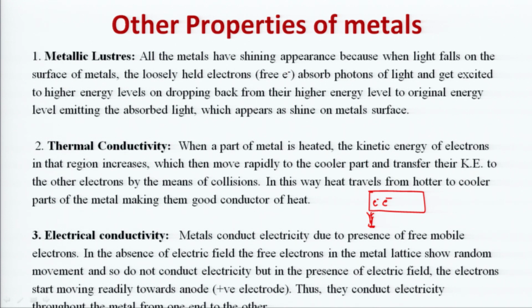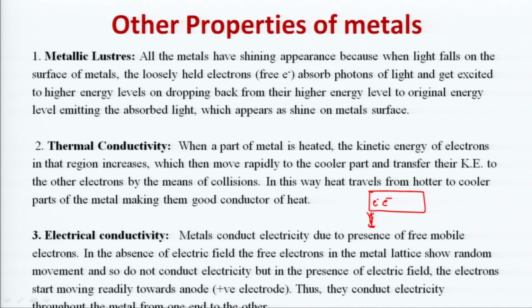Then we have the electrical conductivity. Okay. So this is how you can explain thermal conductivity. In this way, the heat travels from the hotter to the cooler part of the metal, making them good conductors of heat.